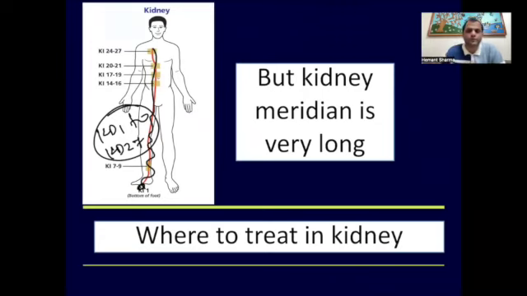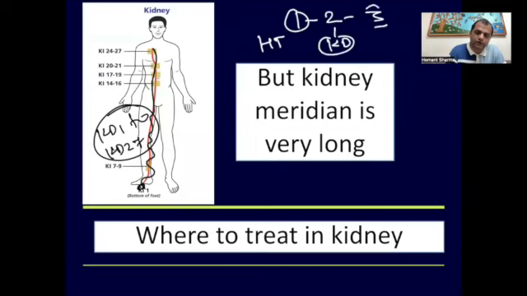Now this is the challenge. We found that meridian, but now the challenge is that we have to treat. So again, Dr. Tan has given the 1, 2, 3 formula. 1 means heart meridian is ill. 2 means kidney will treat. The 3 will tell you where to treat. So where to treat?